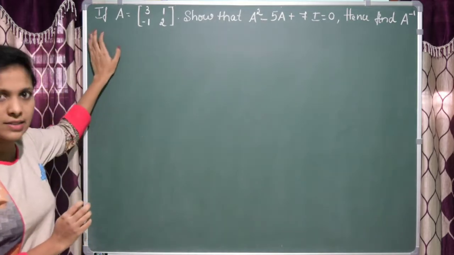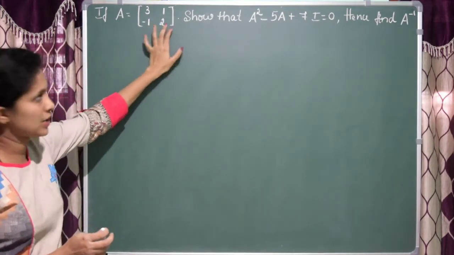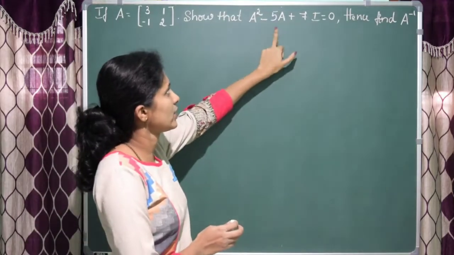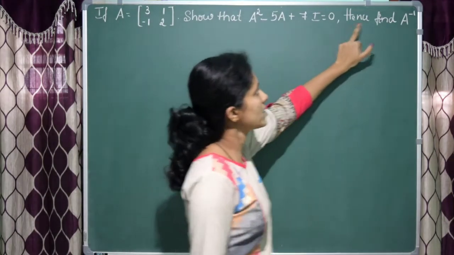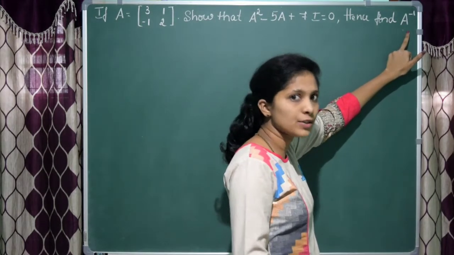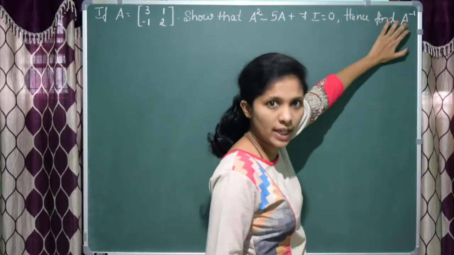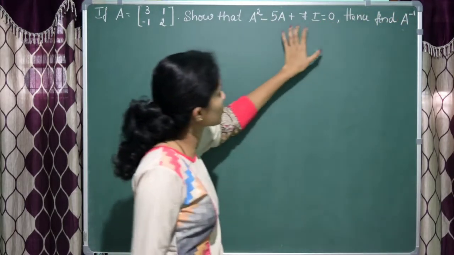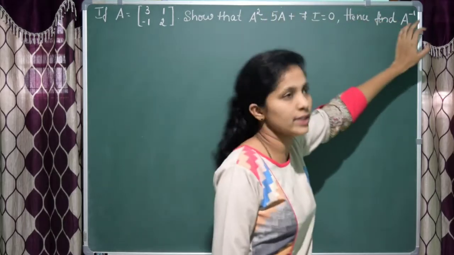See, it is given that A is equal to a matrix, a 2 by 2 matrix. Show that A square minus 5A plus 7I is equal to 0. Anyway, this is a simple one. Hence find A inverse. You can find A inverse by using a formula or using a transformation law. But here, you have to find A inverse by using this one. Is it clear? First, you have to prove this is equal to 0. Then, by using this equation, you have to find the A inverse.